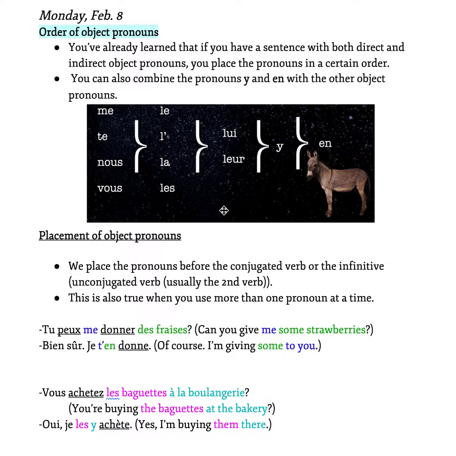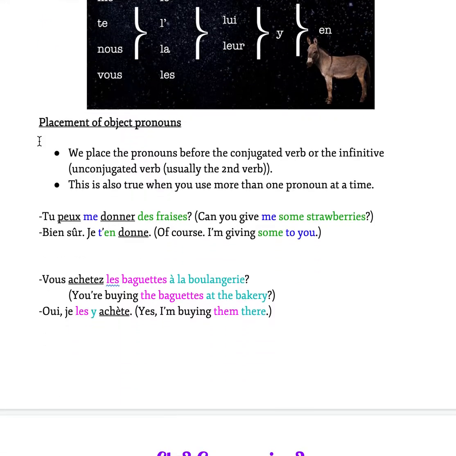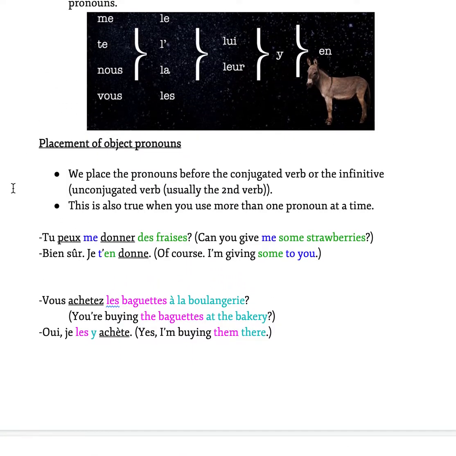And then if we want to use y or en, they have to go in this order. Y first, and then en. So y en. So the way to remember it is that it's y en and not en y. Is that a French donkey goes y-en. So think of a donkey here. So again, always me, te, nous, vous, then le, l', la or les, then lui, leur, then you can use y or en.